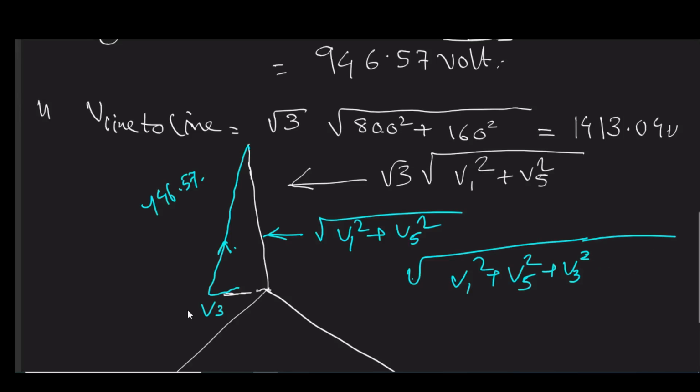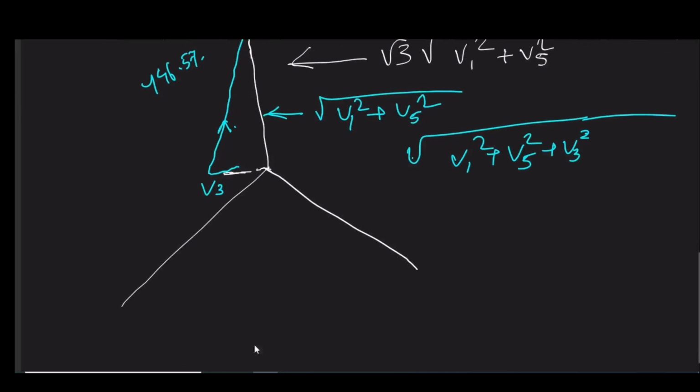V7 is not present. Because V1, V5, V7 all appear in this way, because they are either positive or negative sequence. So either they will act together or they will oppose each other. Like the fundamental and fifth harmonic, they oppose each other. Fundamental and seventh harmonic, they act together. So it's like that. But when it is about V3, then you will always get it like this.